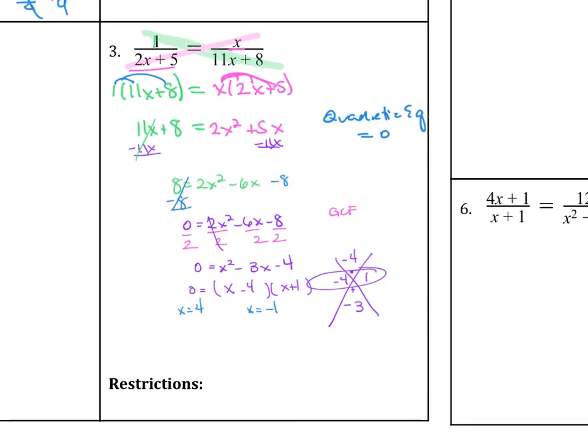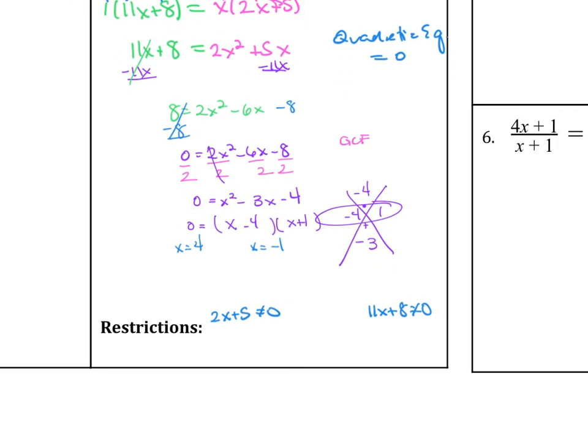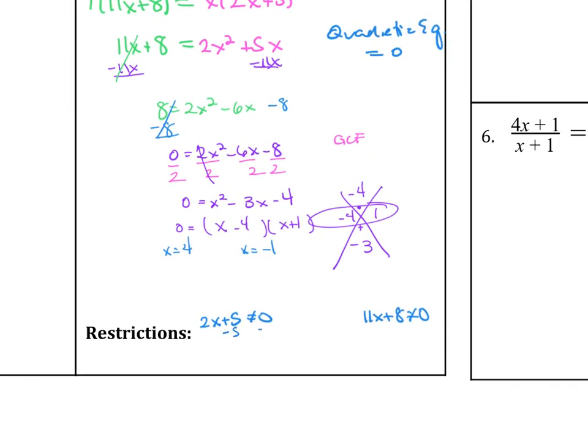Now we need to look at the restrictions. What can our denominators not be? This one, again, is a little tougher to see, and maybe you can see the pattern, but just set 2x plus 5 cannot equal 0, and then do the same thing. 11x plus 8 also cannot equal 0, because you're not allowed to have 0 in the denominator. Then you solve for x. Subtract 5: 2x cannot equal negative 5, and then divide by 2. So x cannot equal negative 5 halves. On the right side, if we subtract 8 from both sides, we get 11x cannot equal negative 8. Divide by 11, so x cannot equal negative 8 over 11.